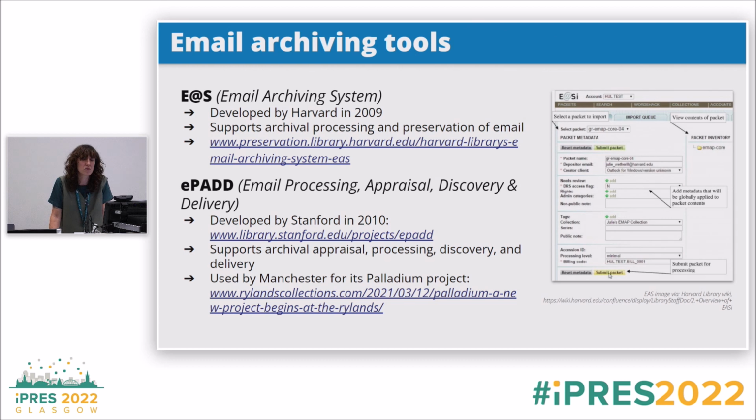But it was a homegrown tool. It included a lot of our own private code base. We didn't release it out into the open, but Stanford was clever enough to start building ePADD, and they released that around 2010, and that supports archival appraisal, processing, discovery, and delivery. I just wanted to note down at the bottom here that the University of Manchester actually used this for their Palladium project, which we'll talk about in a little bit. This is a screenshot of what the import screen looked like for our EASE system.